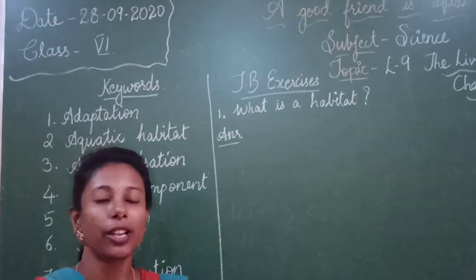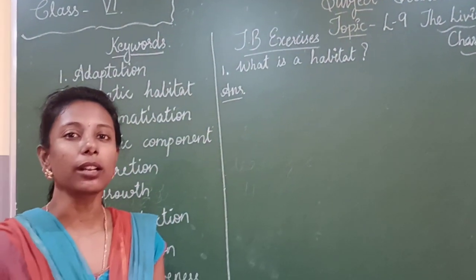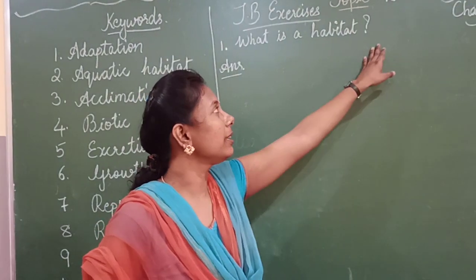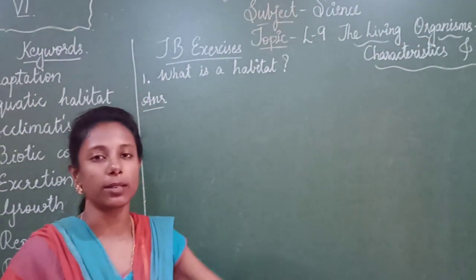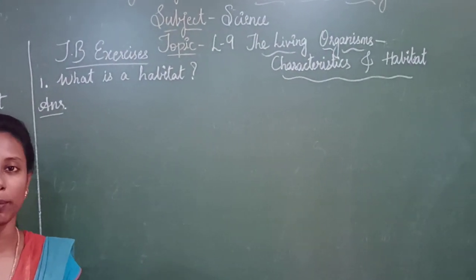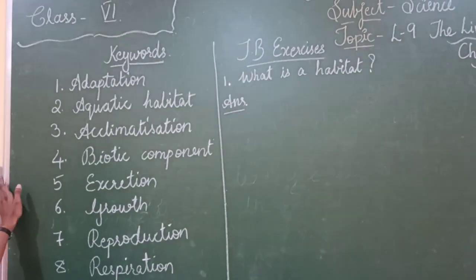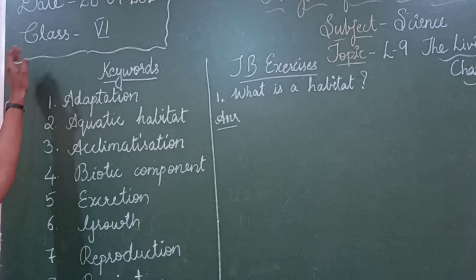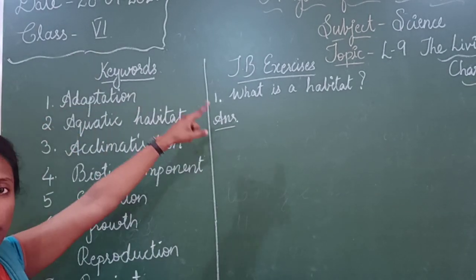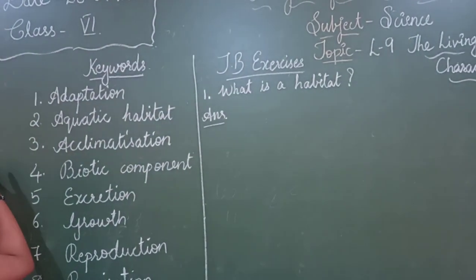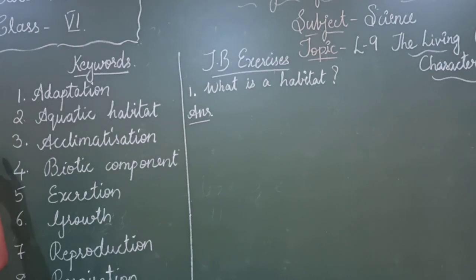Hello children, today we are going to complete our classwork notes for lesson number 9, the living organisms, characteristics and habitat. First, take out your classworks, write down the date and the topic both in the index as well as on a fresh page.